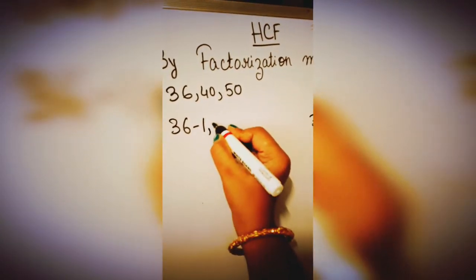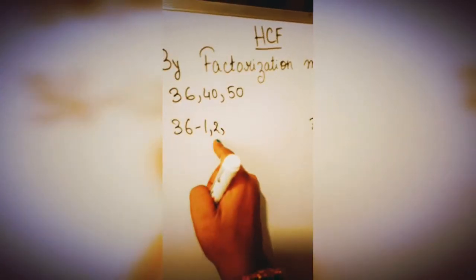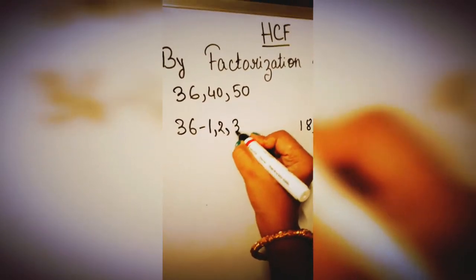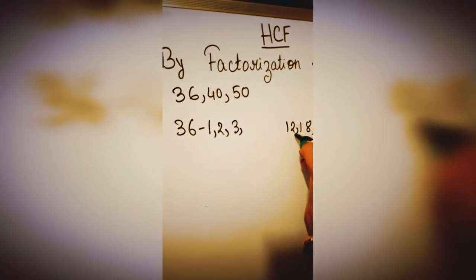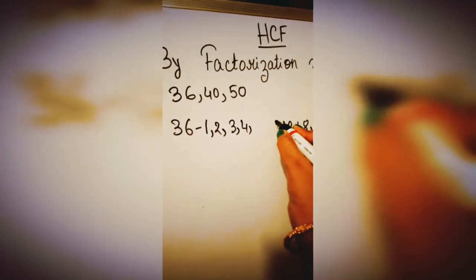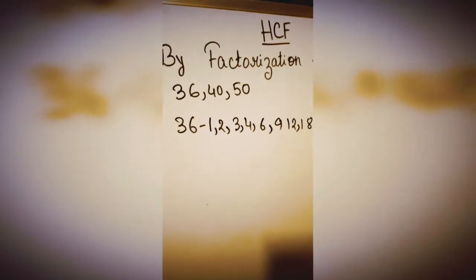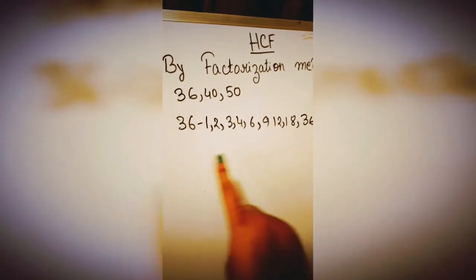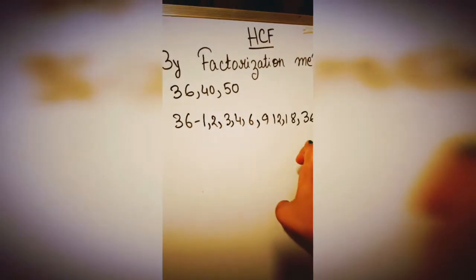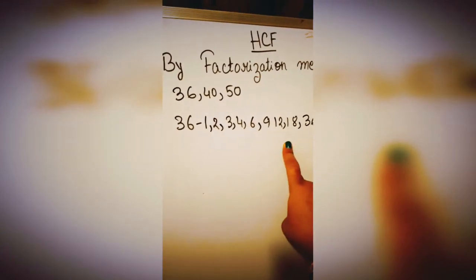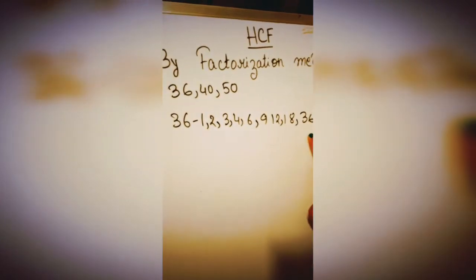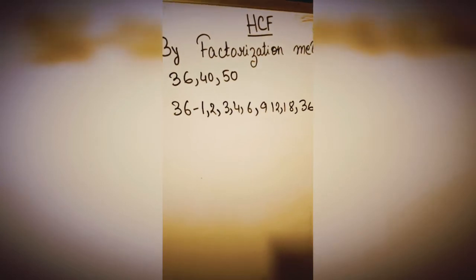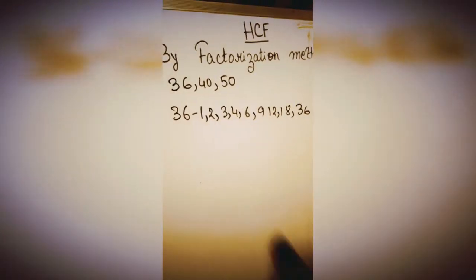Then we can write 2 into how much? You can divide and see. Yeah, 2 into 18, then 3 into 12, 4 into 9 and 6 into 6. So why am I writing in this way? Because if you write in this way, 1 into 36 immediately, you will not miss any of the numbers, and in ascending order all the numbers will be arranged and it will be easier for you to find the common factors. So always try to write down the factors in this way only.